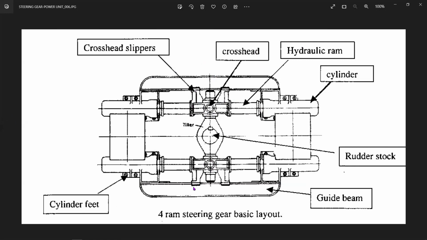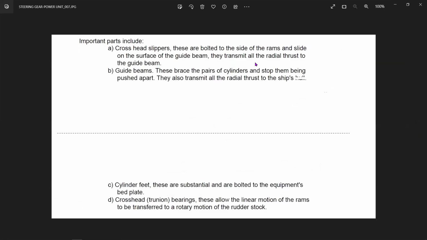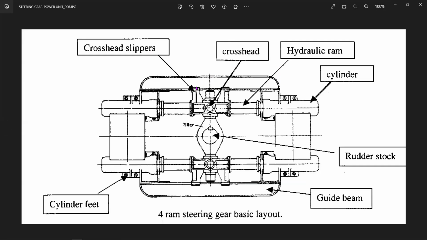All right, and the same thing. These are connected to the guide beam. This guide beam is basically a vertical beam on both sides of the arrangement, and it is non-movable. So these crosshead slippers don't move. The crosshead just slides along with the entire ram. The guide beams brace the pairs of cylinders and stop them from being pushed apart. They also transmit the radial thrust to the ship's hull. Basically, all the radial thrust is transmitted to the ship's hull because they are rigid parts.